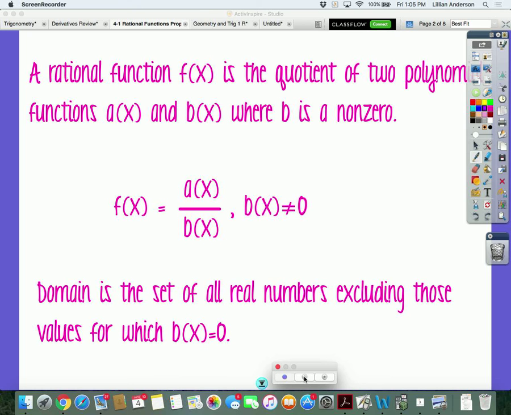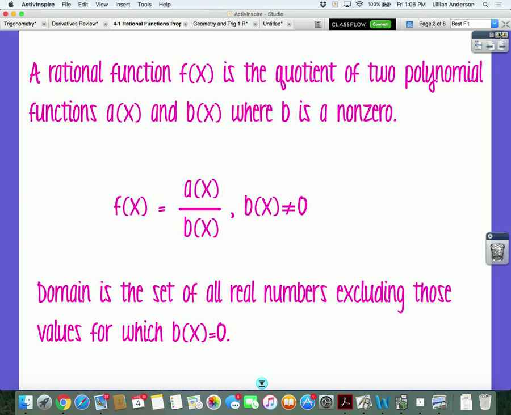All right, talking about rational functions. A rational function is the quotient of two polynomial functions, a of x and b of x, where b is a non-zero. Okay, first off, quotient. What's another word for quotient? Divide two things. Yes. The result you get after you divide two things. And in this case, we're dividing two polynomial functions, a of x and b of x. B is a non-zero. So rational functions are made up of f of x equals a of x over b of x.